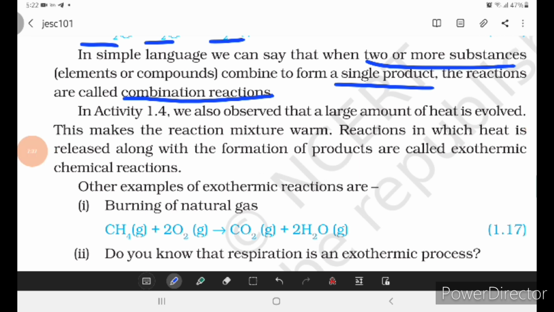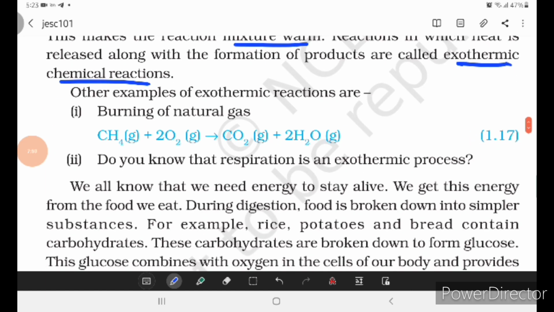In activity 1.4, we also observe that a large amount of heat is evolved. This makes the reaction mixture warm. Reactions in which heat is released along with the formation of products are called exothermic chemical reactions. What is an exothermic reaction? If there is a release of heat along with the products, then we call it an exothermic reaction. No matter how many products are formed, 1, 2, 3 or any number, if there is a release of heat, you call it an exothermic process.